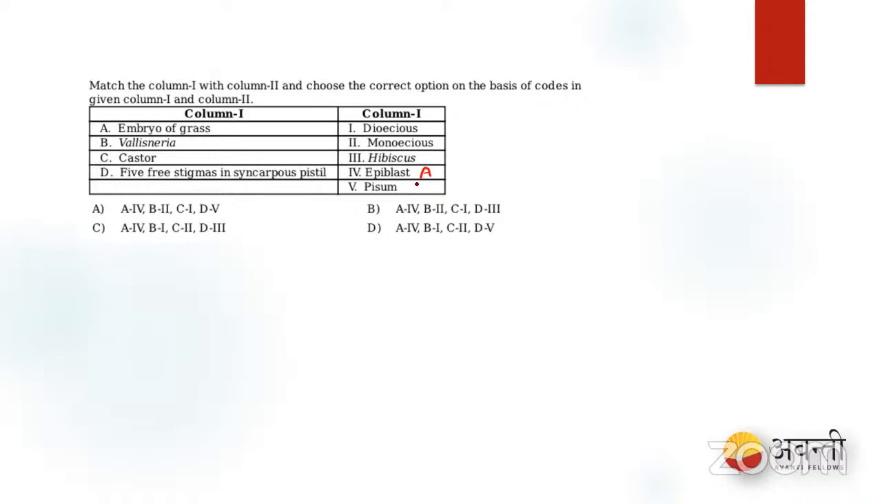Next, Vallisneria, since it has both male and female parts, is an example for dioecious, right? Next, castor seeds are an example for monoecious. And then we have five free segments in syncarpous pistil, which is an example for hibiscus. When the carpels are fused, that is called syncarpous, and we can see it in hibiscus. So our option is C.